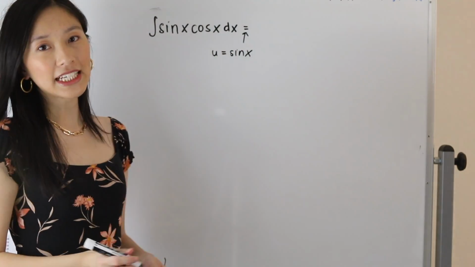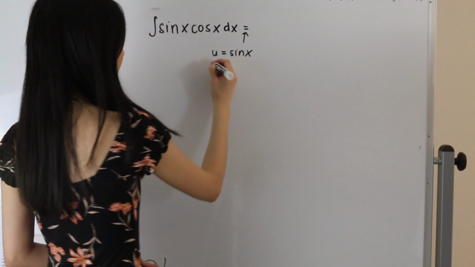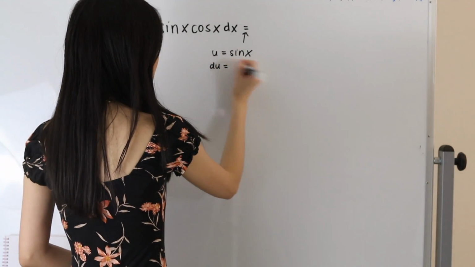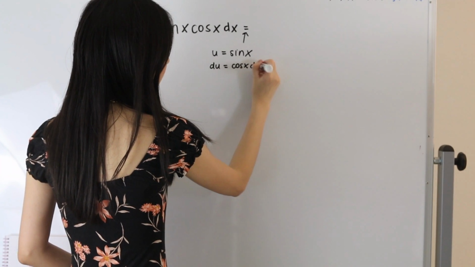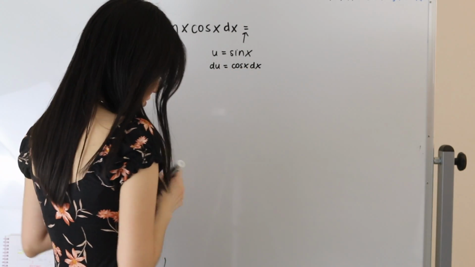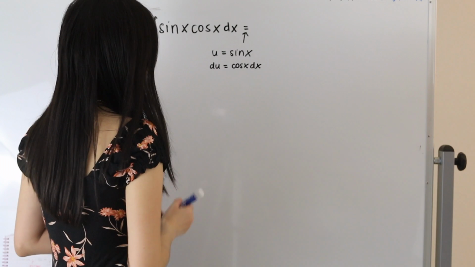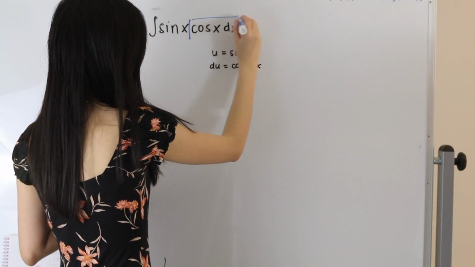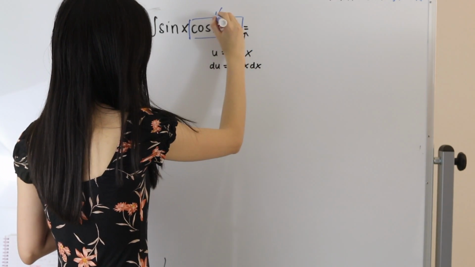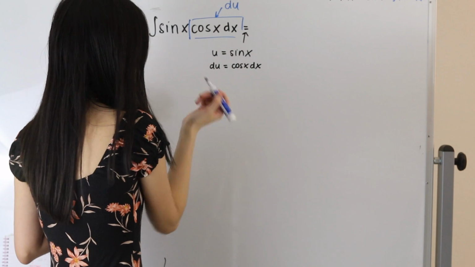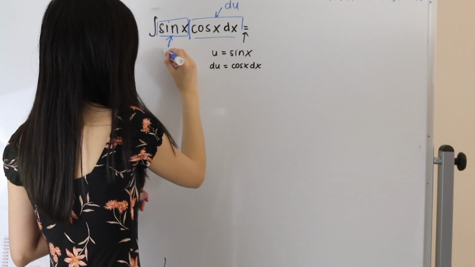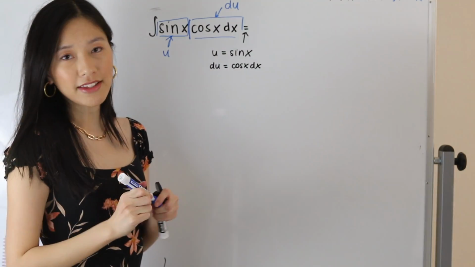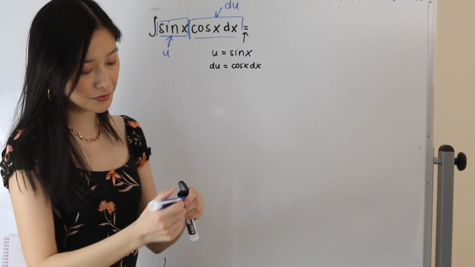So now let's take the derivative of both sides. So we're going to get du is equal to cosine of x dx. From here, we can see that this is just du, and this is just u. So let's rewrite this integral in terms of u.